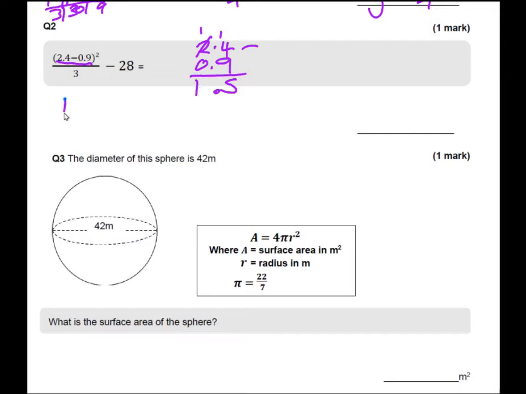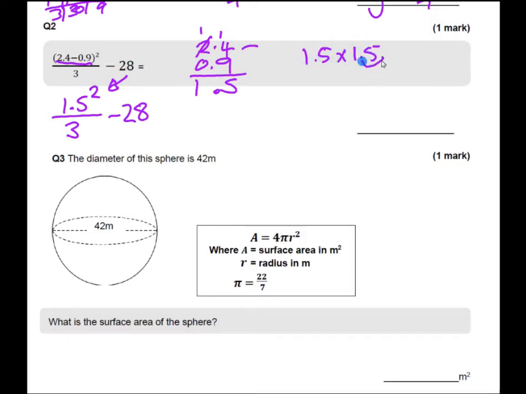you end up with 1.5 squared over 3 minus 28. Now, we have to do 1.5 squared. It looks complicated, but it isn't. It's just 1.5 times 1.5.